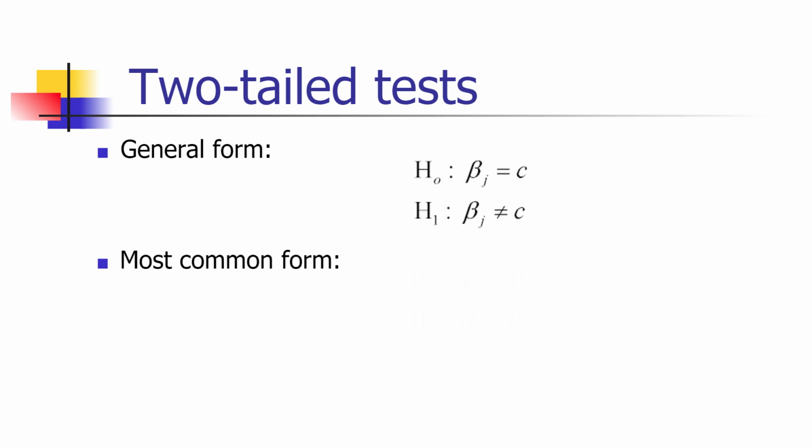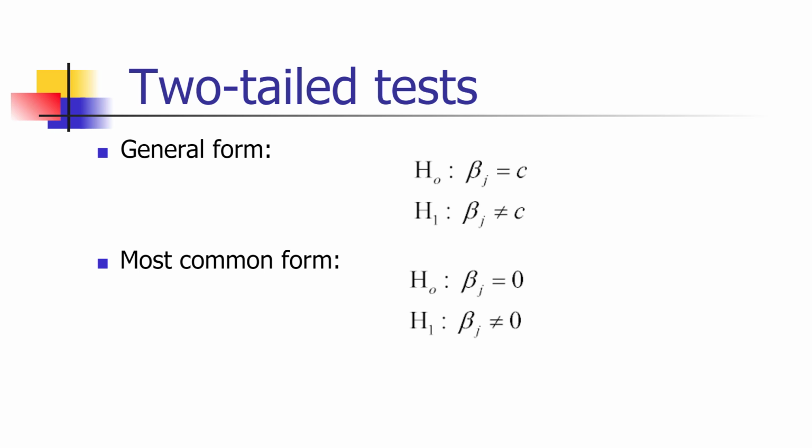In the most typical form, though, we're testing whether beta j equals a value of C that equals 0. We use this most often when we're testing a slope parameter. For example, if we hypothesize that there's a relationship between two variables, then we would expect the slope to be something other than 0. Because if we say y equals beta 0 plus beta 1 x and beta 1 equals 0, that's saying that x is not affecting y.